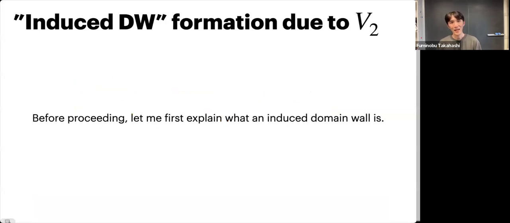And okay, let me go on to the case with V2. So far, we neglected V2, but in order to give a mass to the light axion, we need to introduce an additional potential V2. And in this case, I'm going to say that induced domain walls are formed, but before proceeding, let me first explain what induced domain walls are.